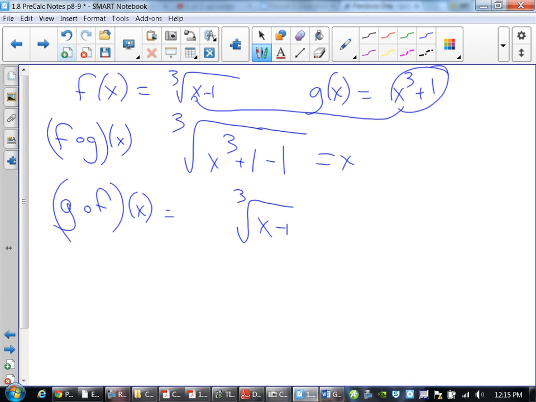Then surround it with the g equation. Well, this now replaces the x, so this gets cubed, and I add 1. So it's just x. Remember, the cube root of junk cubed is junk, so you get x minus 1 plus 1, which is just x.